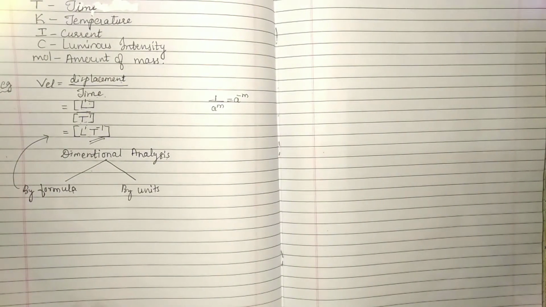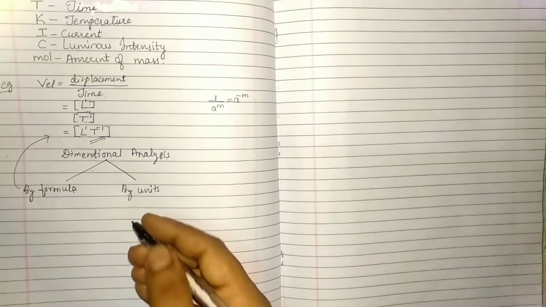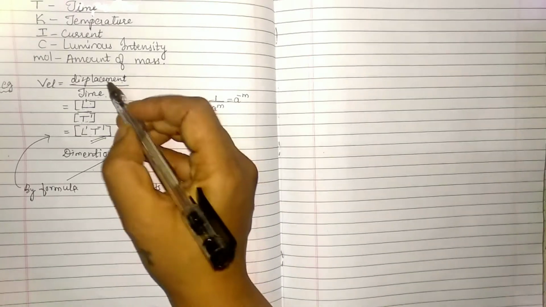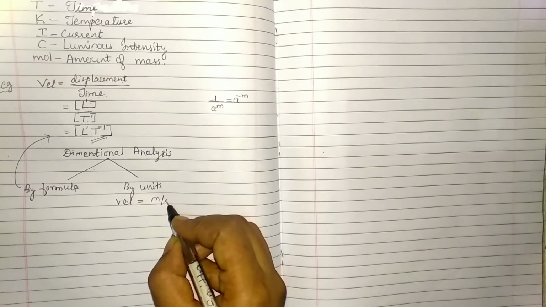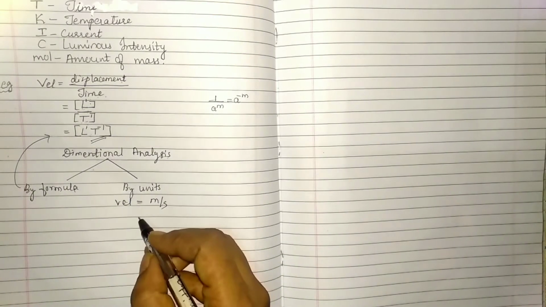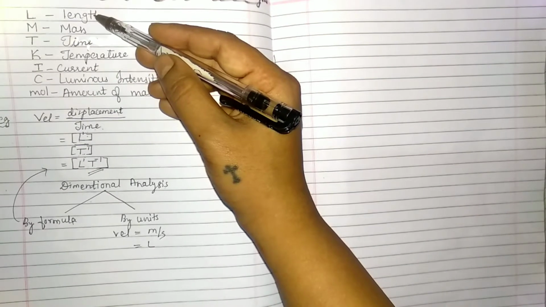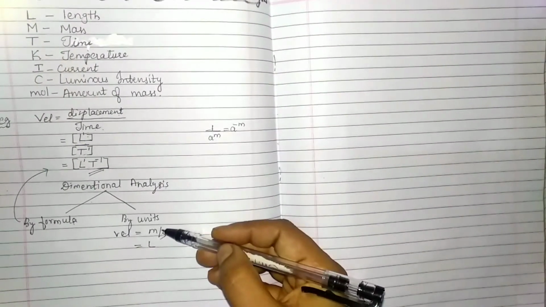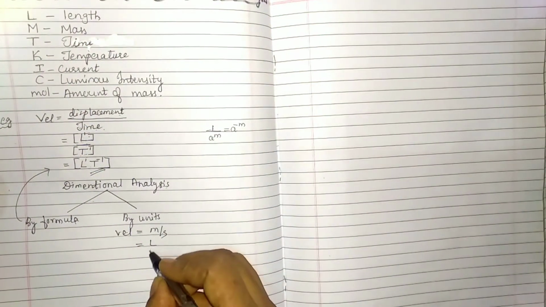Means you can analyze any physical quantity if you know the formula. Otherwise, if you don't know the formula, at least you know the unit, that also will do. So if by unit, if you talk about velocity, it is displacement upon time, and we have already studied velocity is in terms of meter per second, as you know. So meter is in terms of length. These fundamental physical quantities, if you consider, it is in terms of length, meter, and here it is per second. There second is nothing but the unit of time. So can I take here time?